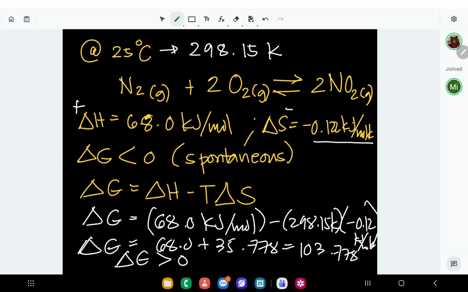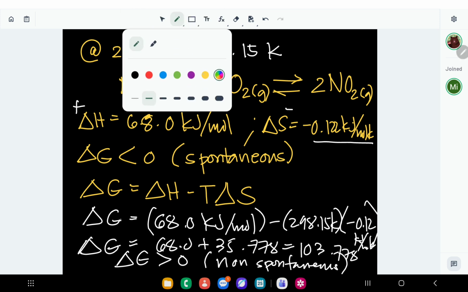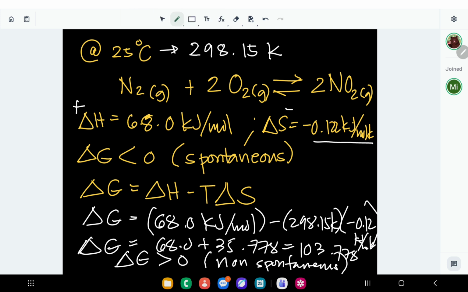Yeah. So that means this one is non-spontaneous. Because the reaction will only be spontaneous if delta G is less than 0, a negative. All right. So therefore, this reaction is non-spontaneous. You got it? So let me break this down for you. Can you go to the next page so I can discuss more? Okay. So you would fully understand.